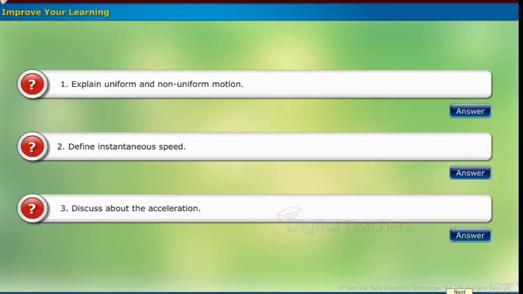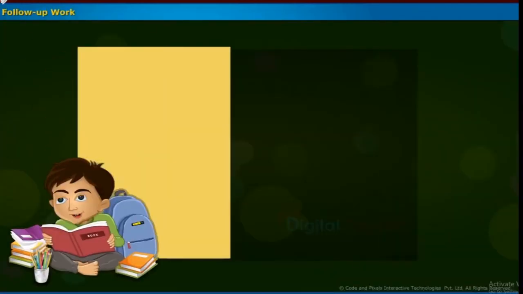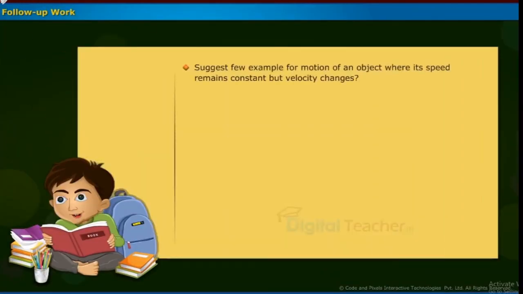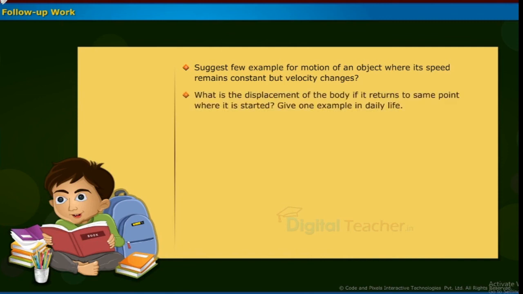Read the questions. Follow-up work. Suggest a few examples for motion of an object where its speed remains constant but velocity changes. What is the displacement of the body if it returns to the same point where it started? Give one example in daily life.